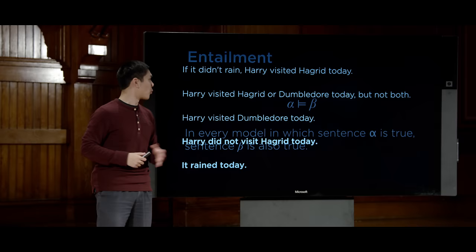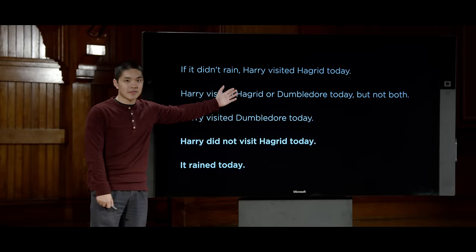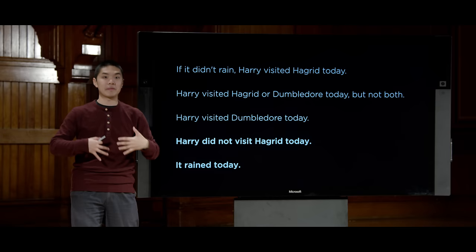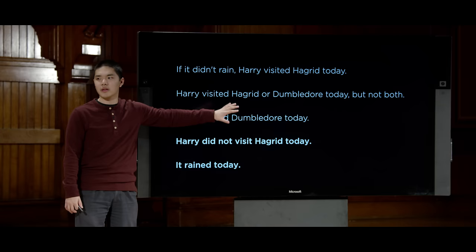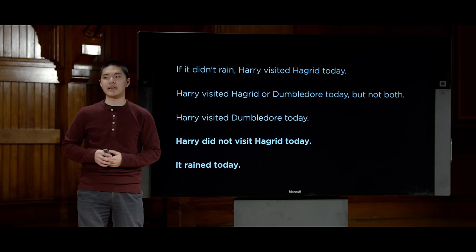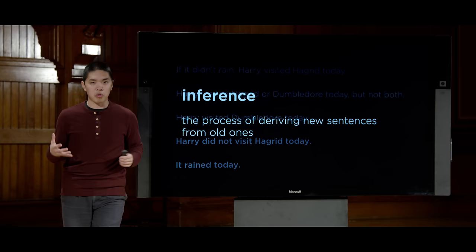We want our AI to be able to take these three sentences: if it didn't rain, Harry visited Hagrid; Harry visited Hagrid or Dumbledore, but not both; and Harry visited Dumbledore. And just using that information, we'd like our AI to be able to infer that, using these three sentences inside of a knowledge base, we can draw some conclusions. In particular, we can draw the conclusions that, one, Harry did not visit Hagrid today, and two, that it did, in fact, rain today. And this process is known as inference.